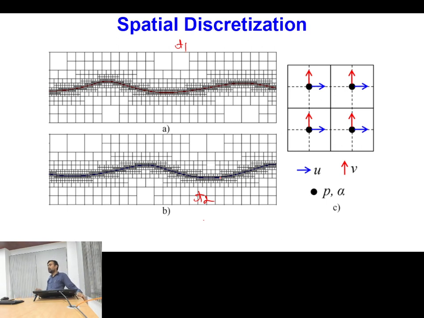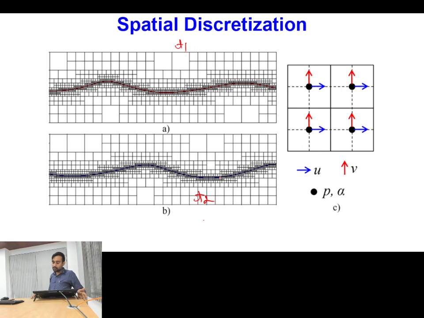So you have to keep this in mind: if you are using a structured grid, then the majority of the time for the solution of Navier-Stokes equations, we go for a non-collocated or staggered grid arrangement in order to avoid the pressure checkerboard problem. On the other hand, if you are going for an unstructured mesh, then you can use a collocated grid only. Now, what is the difference between collocated and non-collocated grid?